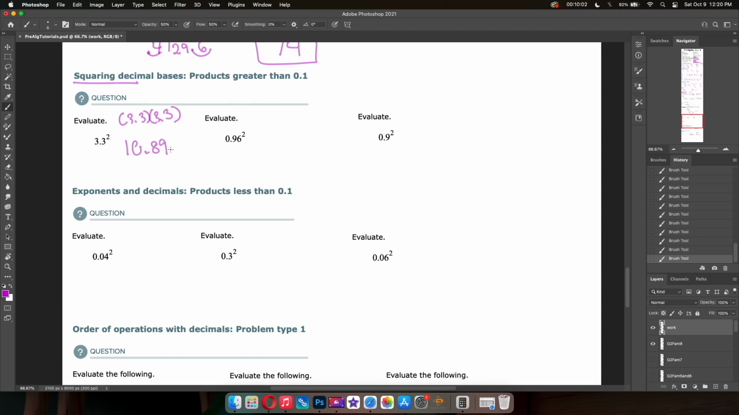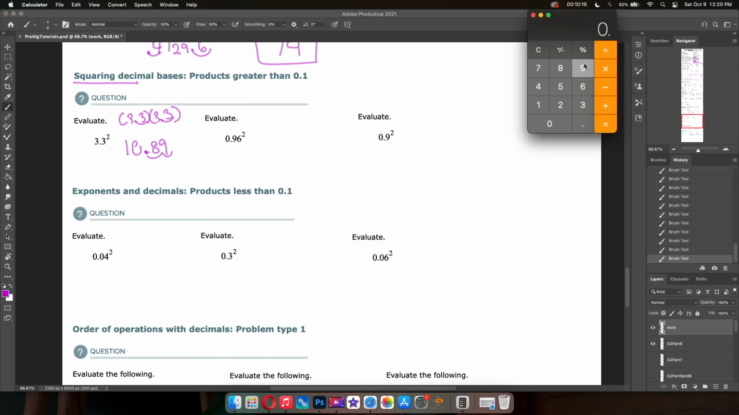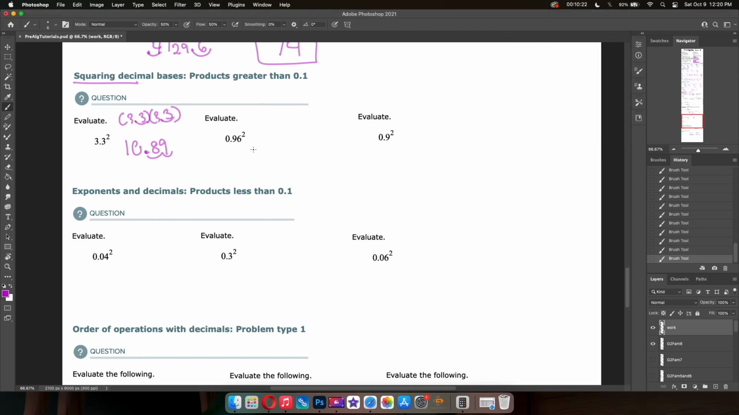10.89. Now, this is what I want to point out to you, because the math itself I'm less interested in. There's 1 decimal point here, there's 1 decimal point here, which is why your decimal is over 1, 2 spaces. That's what they're trying to train you to do. So now 0.96 times 0.96 is 9216, so 0.9216.